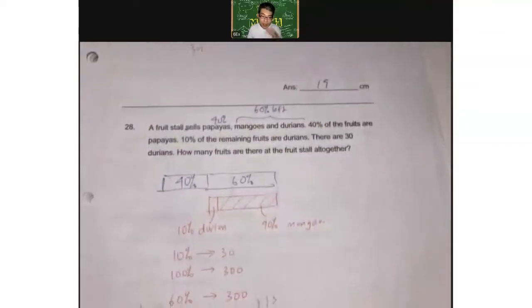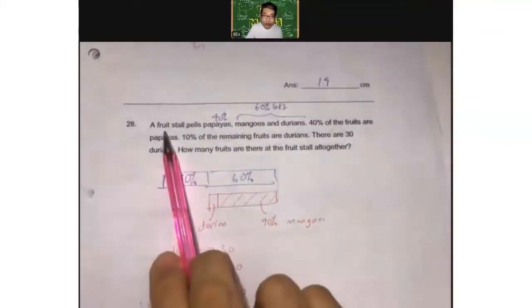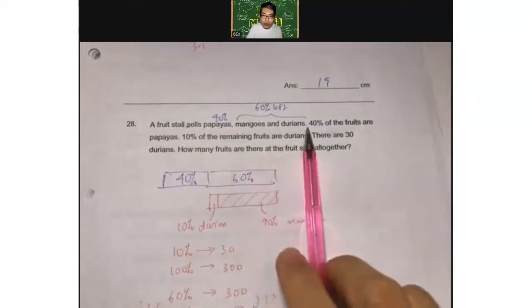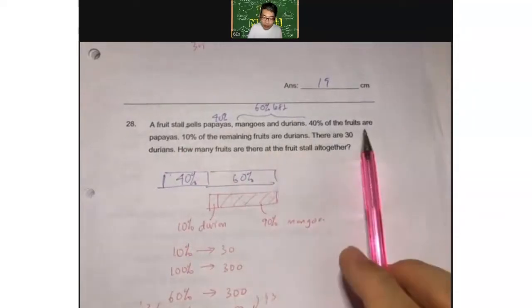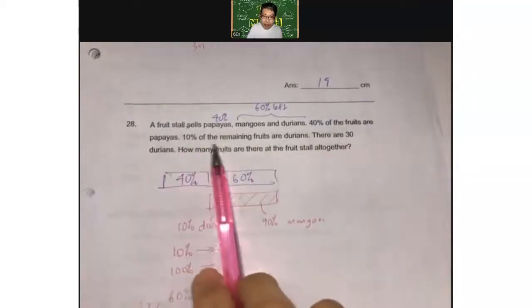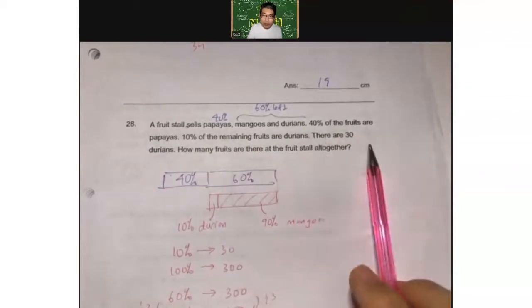Question 28, hanging there, just 3 more questions. A fruit store sells papayas, mangoes, and durians. 40% of the fruits are papayas, 10% of the remaining fruits are durians. There are 30 durians.